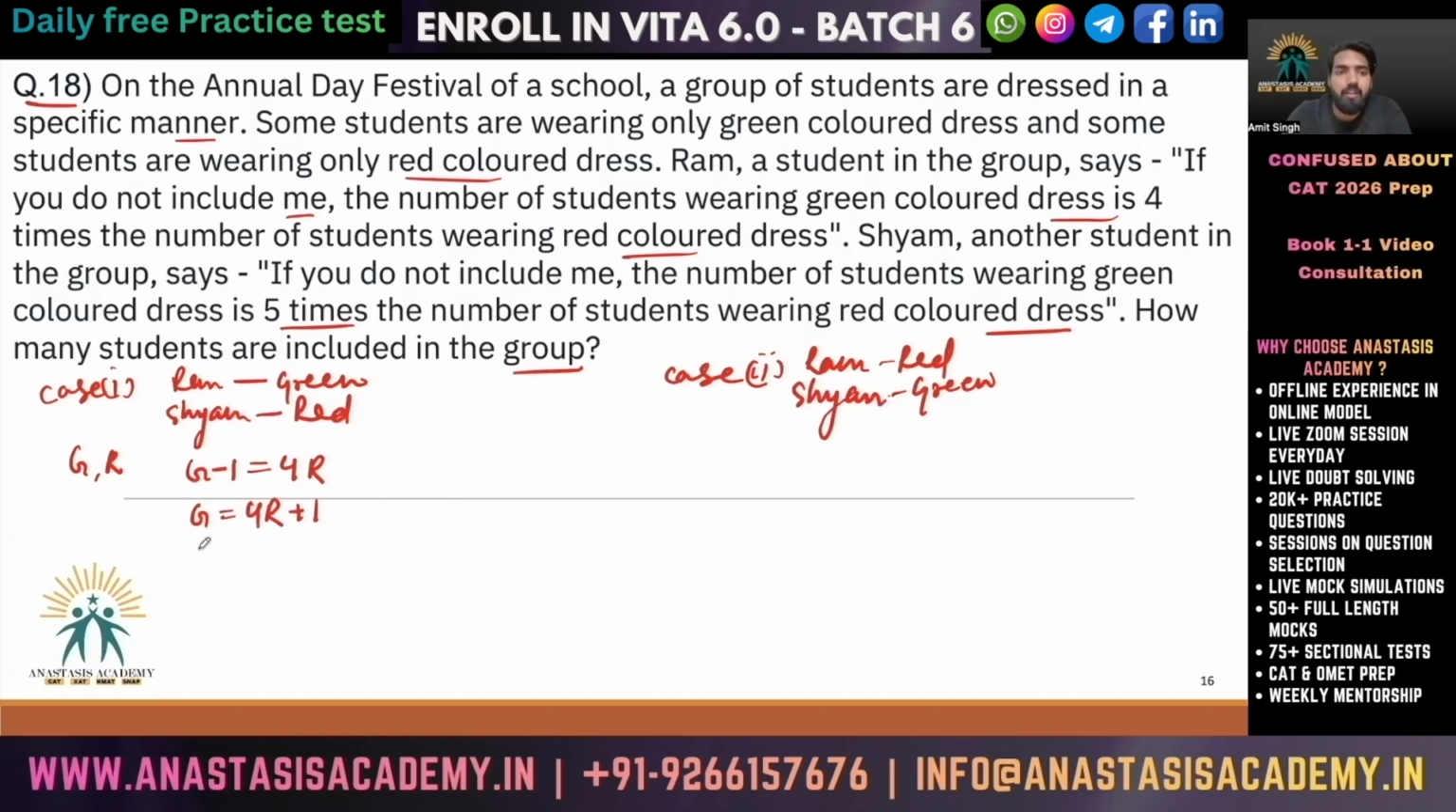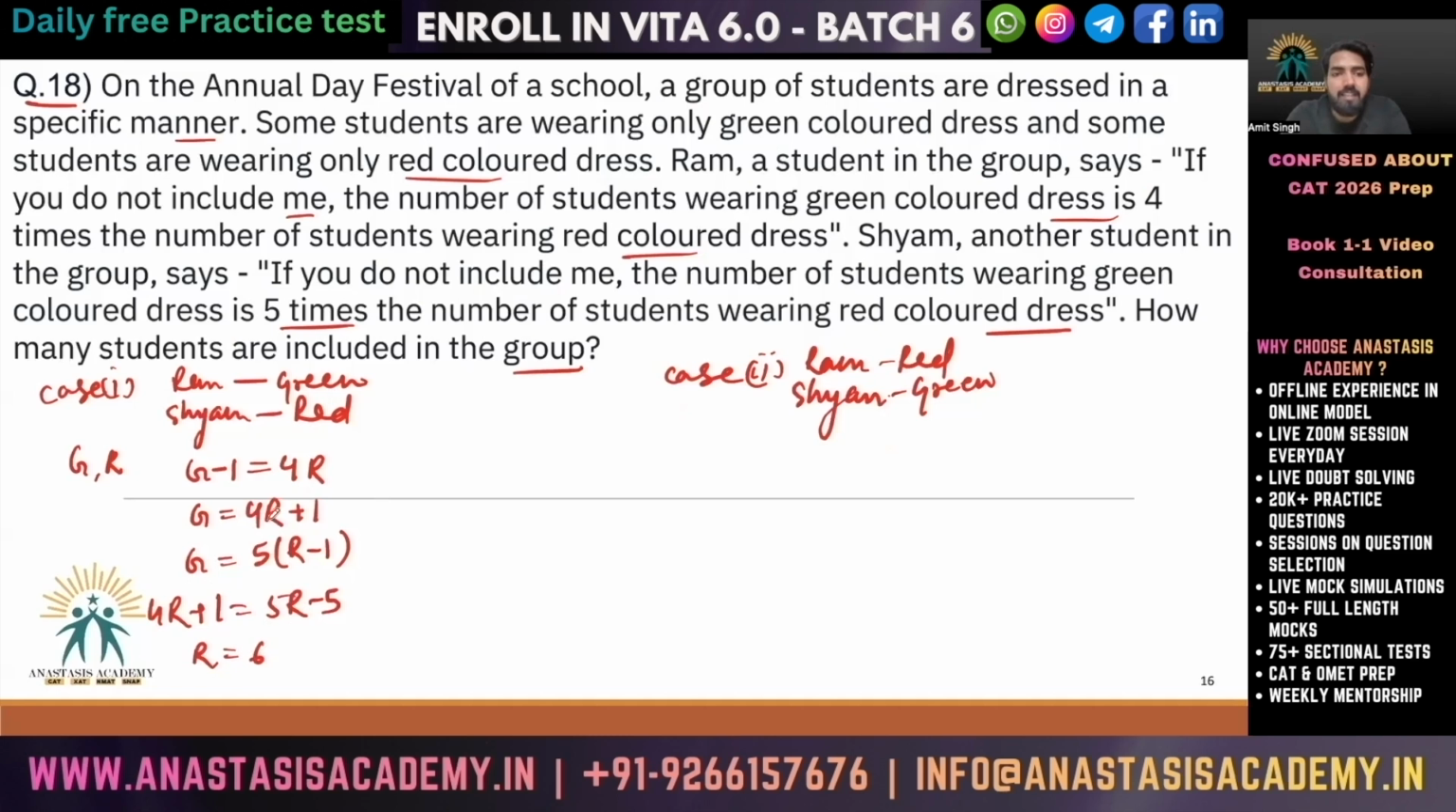Also, Shyam says, if you do not include me, that is R minus 1, the number of students wearing green color dress is 5 times the number wearing red colored. So green would be equal to 5 times R minus 1. Right. So green is 4R plus 1. If I replace green with 4R plus 1 here, I'm left with 5R minus 5. So R is equal to 6. So I'm getting 6 students in red color dress.